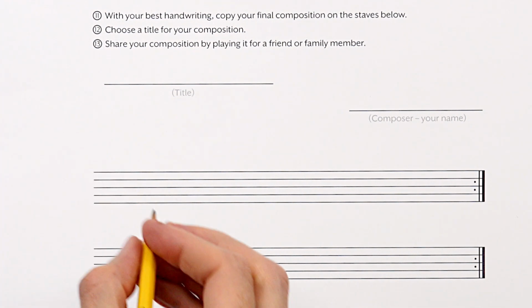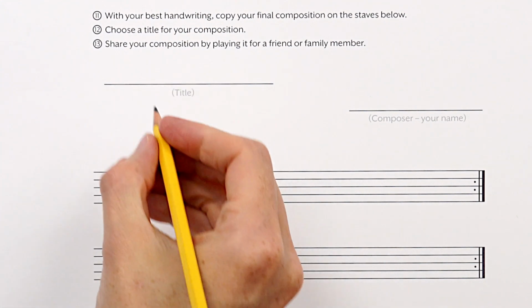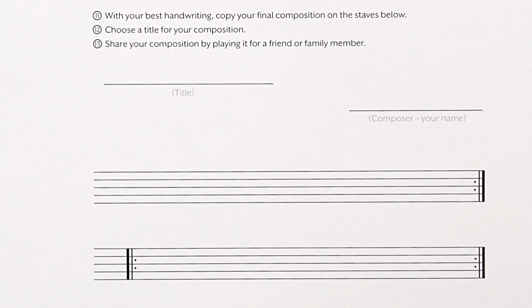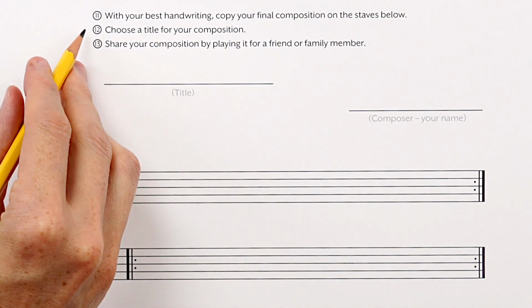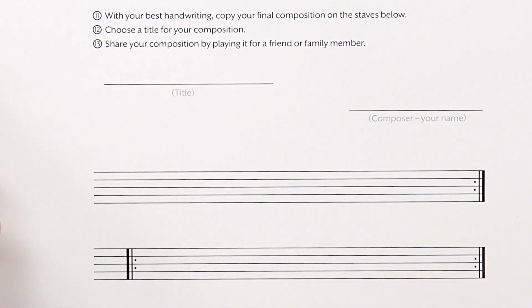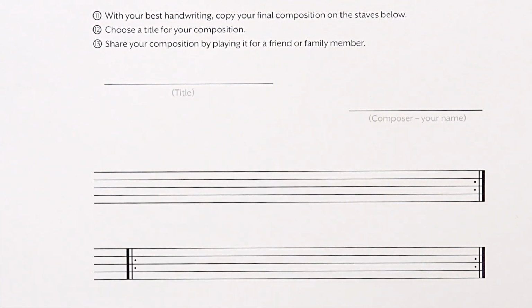Use your best handwriting, take your time to make the note heads look really good, make the stems really straight. I mean, some composers even use a ruler to make the stems and beams really straight and professional looking. Then you're going to choose a title for your composition. And then last of all, share your composition by playing it for a friend or family member. Title, also don't forget to put your name here.